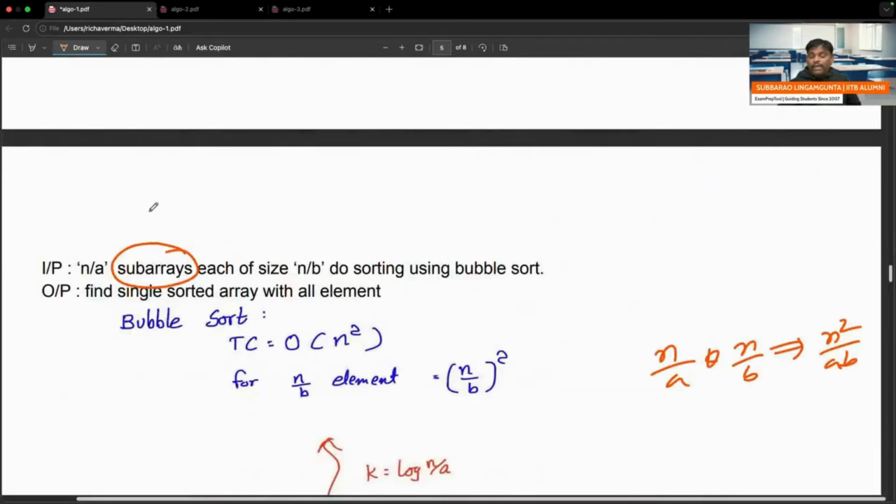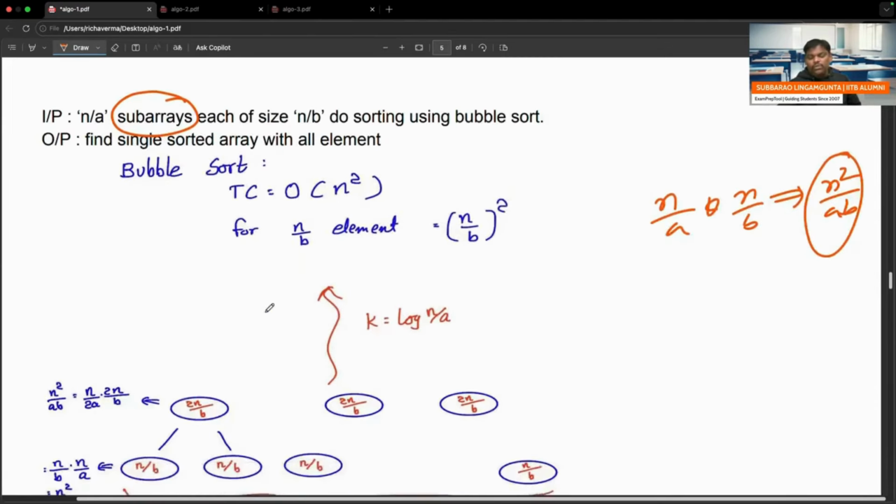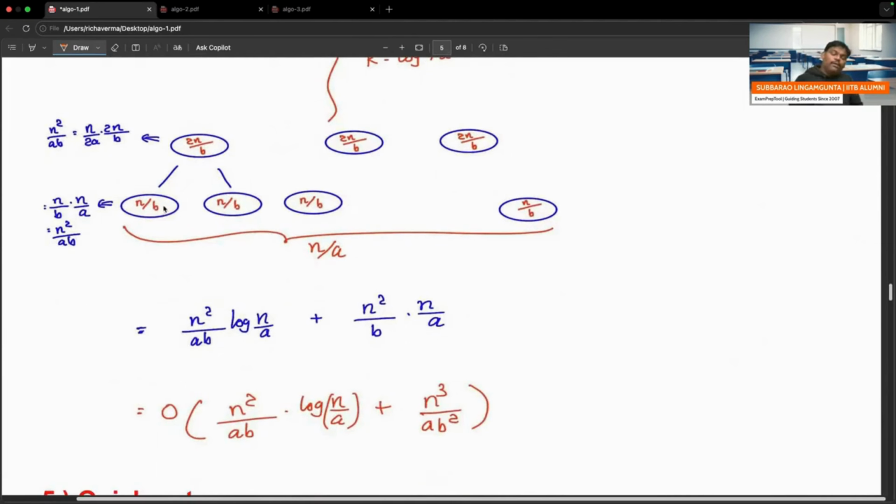So n by a subarrays, each of size n by b, so total elements are n square by ab. Each subarray is sorted using bubble sort, then find a single sorted array with all elements. What is the bubble sort worst case? N elements take n square time, so n by b elements take n by b whole square.